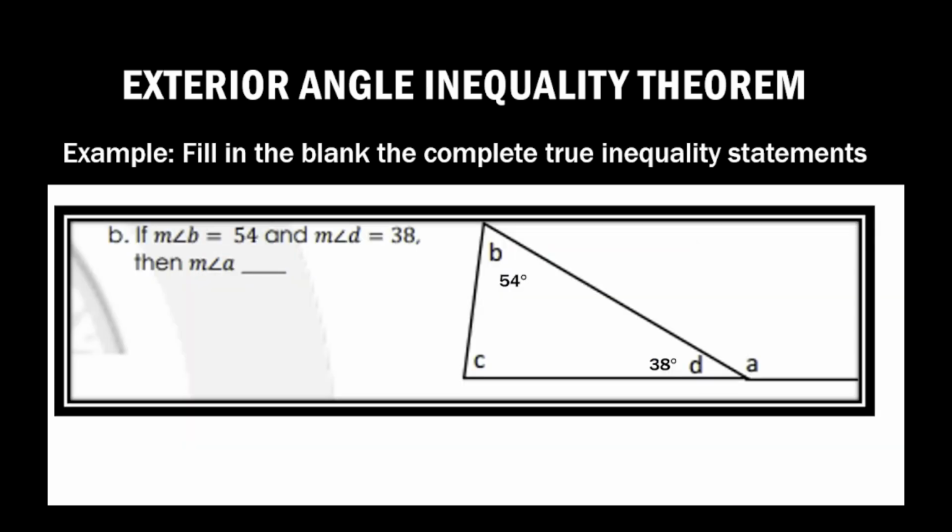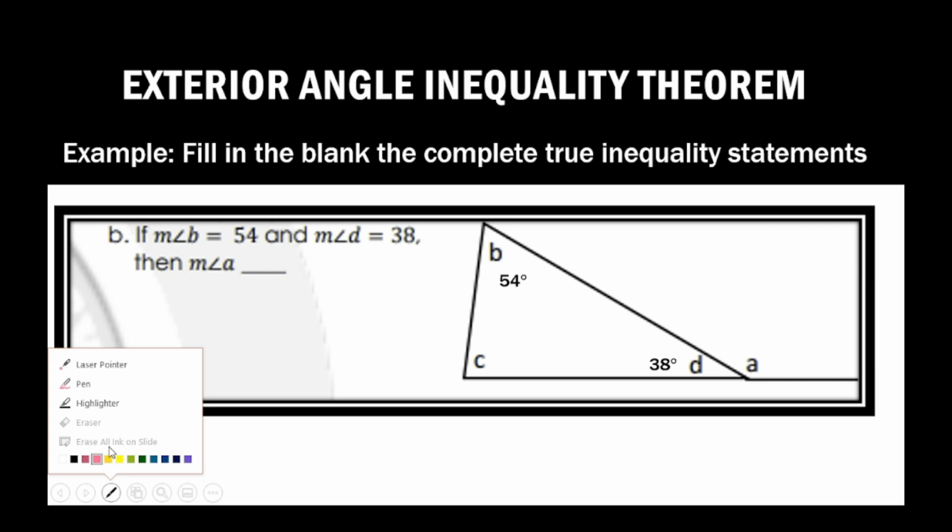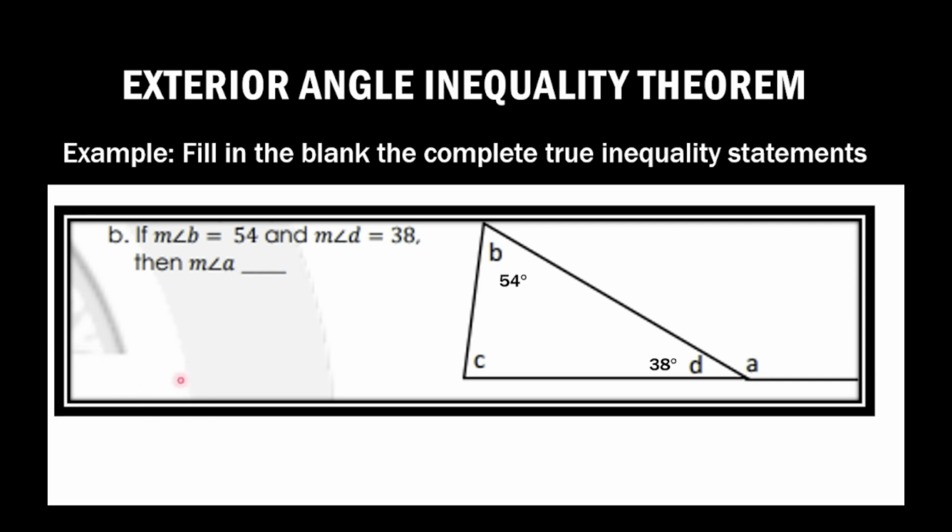Okay, let us have another example of the exterior angle inequality theorem. So, fill in the blank to complete the true inequality statement. So, we have your letter B. If the measure of angle B is equal to 54, and the measure of angle D is equal to 38, then the measure of angle A is equal to blank.